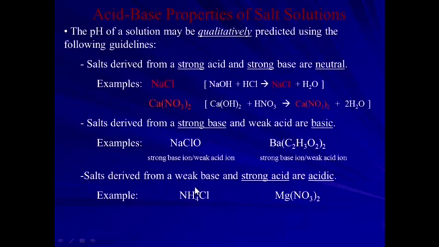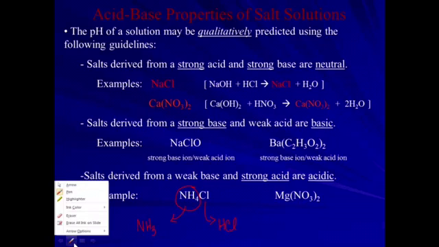So in the front right here, NH4, this came from a weak base, ammonia, NH3. And this guy right here probably came from a strong acid, HCl. So really the problem child in this situation is the NH4 ion. So the NH4 ion is going to undergo some hydrolysis.